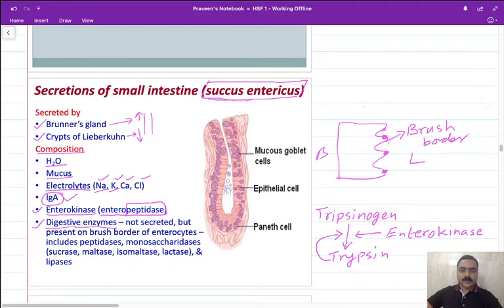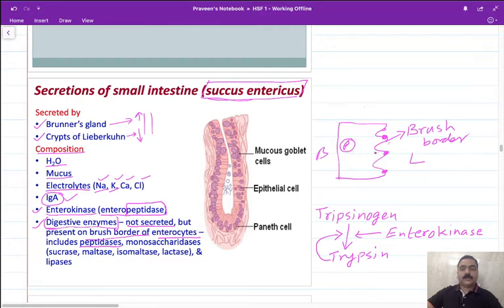Now let's look at the other digestive enzymes seen in the brush border. As I told you, they are not secreted but present on the brush border of the enterocytes. Enterocytes are the cells of the small intestine. What are these digestive enzymes? Peptidases, which convert dipeptides or tripeptides into individual amino acids. Peptidases are present not only on the brush border; you can see peptidases inside the cytoplasm also.